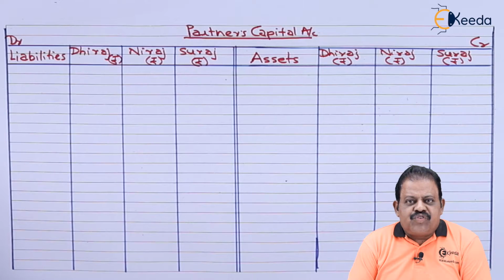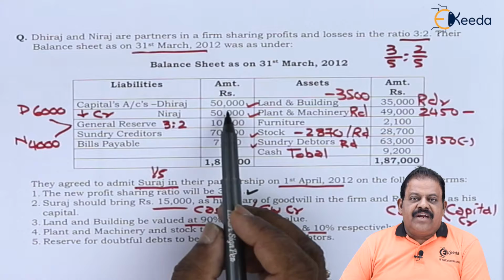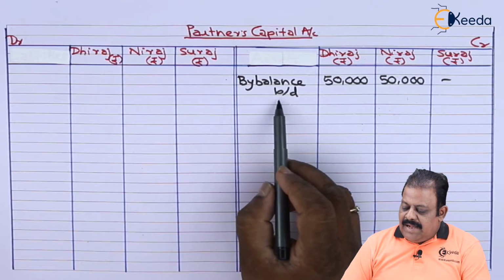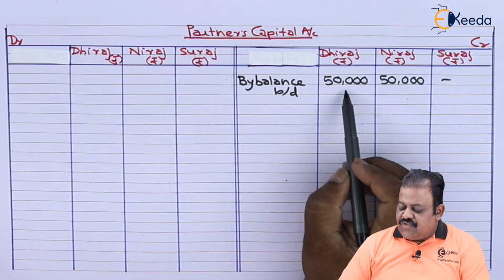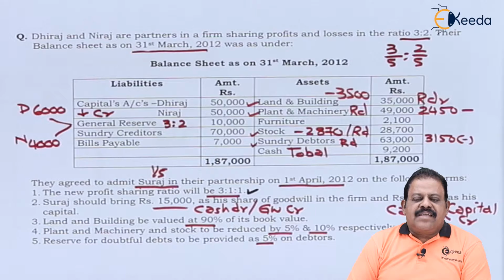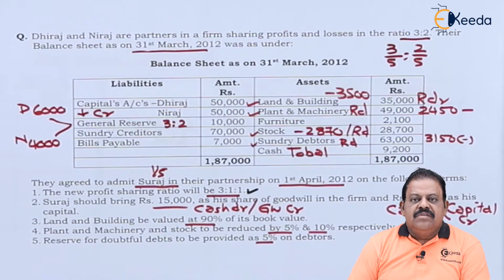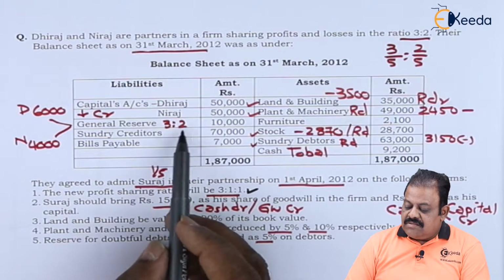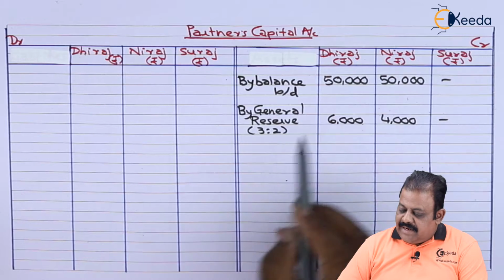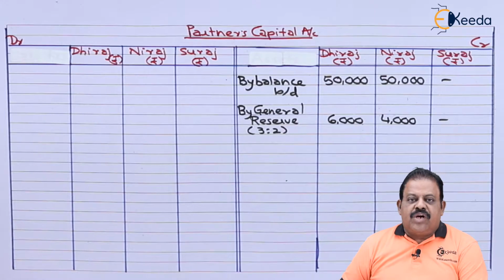Let us start doing postings. Capital account of Dheeraj and Neeraj. It will be credited to their respective capital accounts. Partners' capital account credit, by balance brought down, Dheeraj 50,000, Neeraj 50,000. Relating to partners' capital, we have another item, general reserve 10,000. This will be divided among partners in their old ratio 3:2. Partners' capital account credit by general reserve, Dheeraj 6,000, Neeraj 4,000.